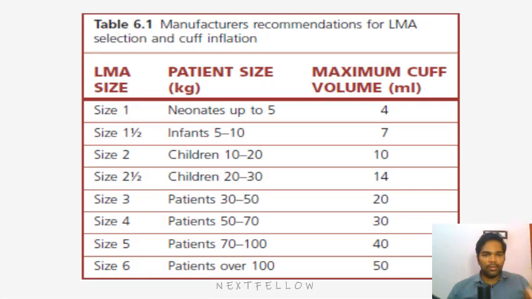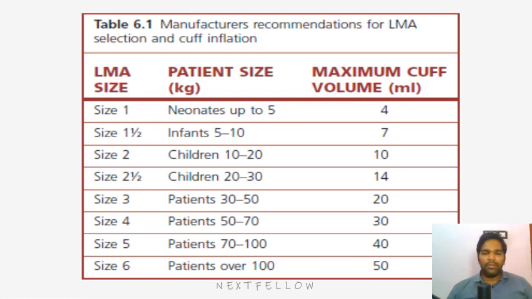Now size and number of LMA. So there are actually 8 different sizes of classic LMA. So size 1, 1.5, 2, 2.5, 3, 4, 5, 6. So normally we use 3 and 4 size LMA. In Indian adult females, we use size 3. So here it is given the patient weight is 30 to 50 kg. But for Indian standards, size 3 itself is enough for all our females. And Indian standard size 4 is enough for adult males.